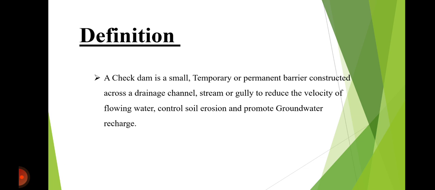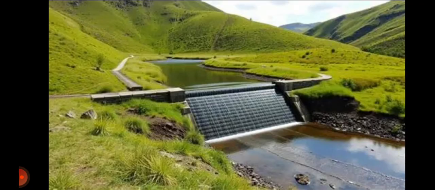A check dam is a small temporary or permanent barrier constructed across a drainage channel, stream or gully to reduce the velocity of the flowing water, control the soil erosion and promote the groundwater recharge. It is built across a gully, drainage channel or small stream to slow down the flow of the runoff water. It may reduce the erosion and it may trap the sediment. From the picture I hope you all understand about the check dams.